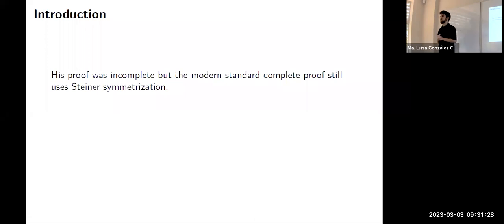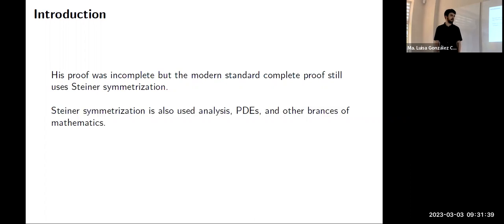It turns out that Steiner's proof was incomplete, but the modern standard way still uses Steiner symmetrization. This technique is used in analysis, PDEs, and many other branches of mathematics. So, what is Steiner symmetrization?